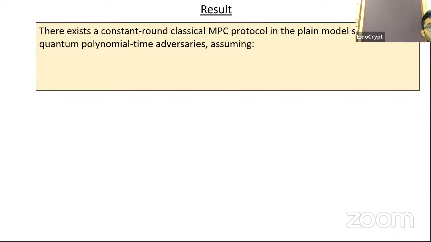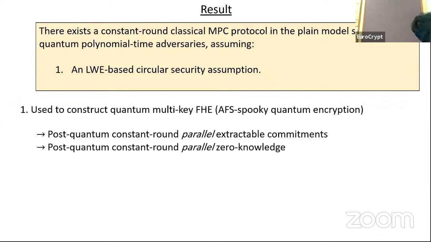So we show that there exists a constant round classical MPC protocol. So there is no quantum communication happening inside the protocol, which is secure against quantum polynomial time adversaries in the plain model, assuming an LWE-based circular security assumption. And this assumption is used in order to create the quantum multi-key FHE scheme that I talked about earlier.